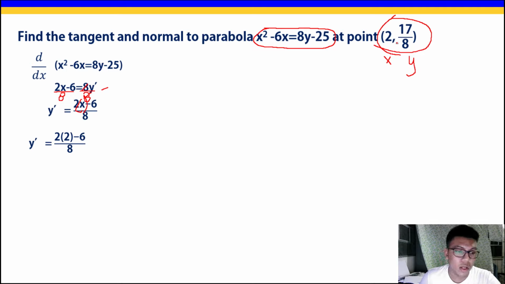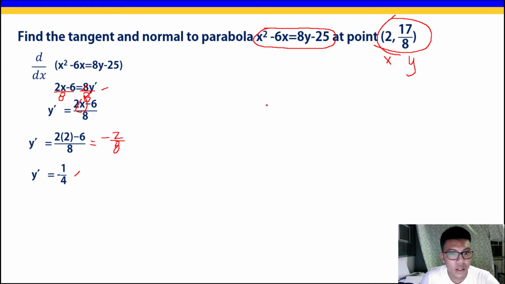So, solving now, we have 2 times 2 is 4, minus 6, we have negative 2 over 8, di ba? So, simplifying that, we have negative 1 over 4. So, ito yung ating slope. Yung slope daw, natatama dito sa (2, 17/8), ay negative 1 over 4. So, ito yung slope ng tangent line na yun.